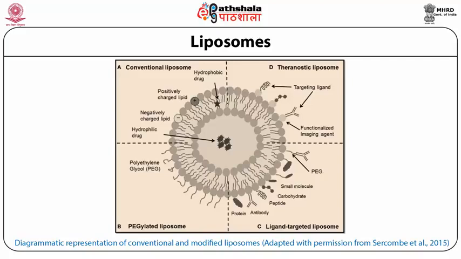On the upper side of the right hand side, you can see there are theranostic liposomes which have been conjugated with the targeting ligand as well as with the imaging ligand. So you can use these liposomes for diagnostic applications.